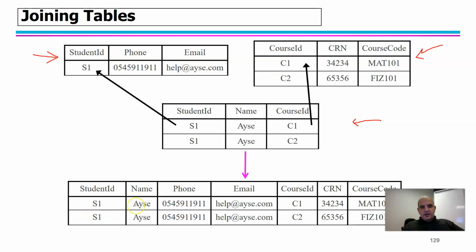So S1 Ayşe, phone numbers comes from this table, email comes from this table, course ID comes from this table, CRN comes from this table, and course code comes from this table. So when you design the database with primary keys and foreign keys, you can join any number of tables, and the joining operation is done by the relational database. You just write down simple SQL commands, and the rest of the operation is done by database management systems.